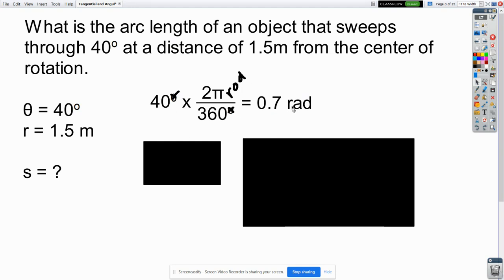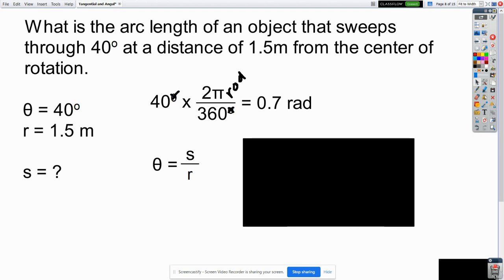Again, the degrees cancel out. All you're left with is radians. Once you've done that, you're ready to use the angular displacement equation here. The angular displacement is equal to the arc length divided by radius.